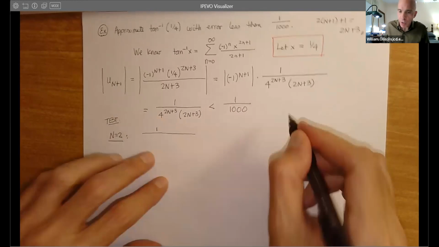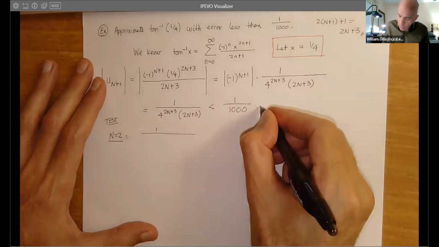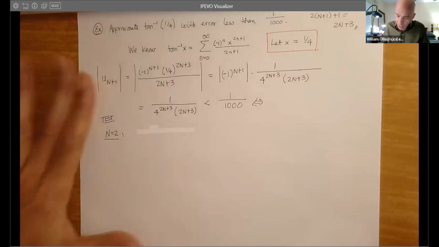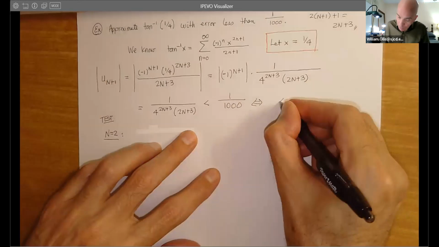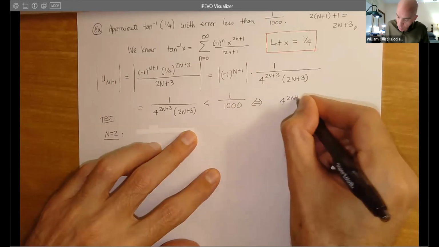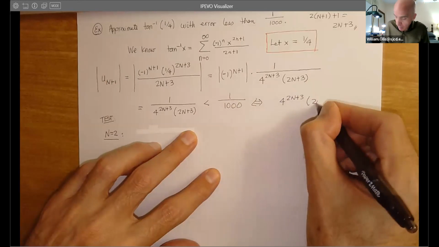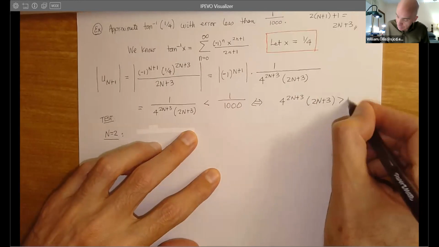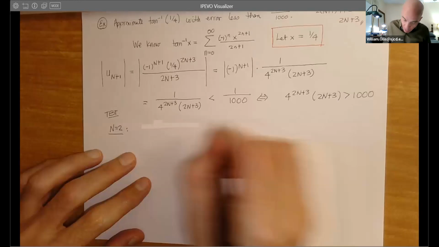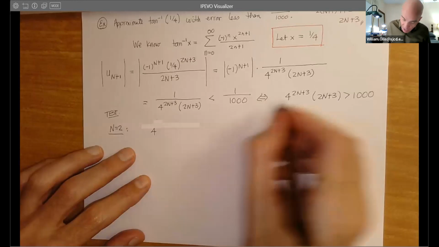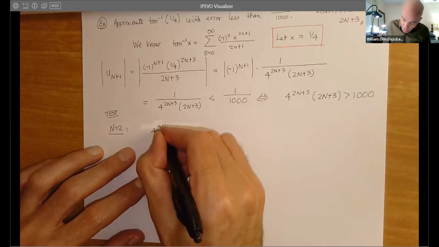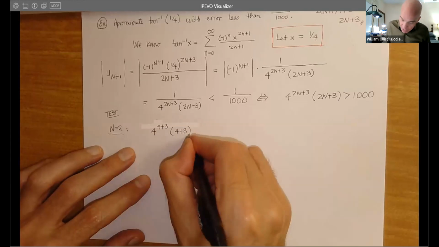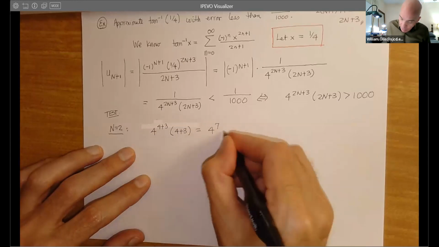Well, before we do all of this, let's just go ahead and reciprocate because I don't like all these fractions. So this is just going to be 4 to the 2n plus 3 times 2n plus 3. And we need this to be what? Greater than 1,000. And so now we have what? 2n, that's going to be a 4 plus a 3, and then a 4 plus a 3. So this equals 4 to the 7th times a 7.